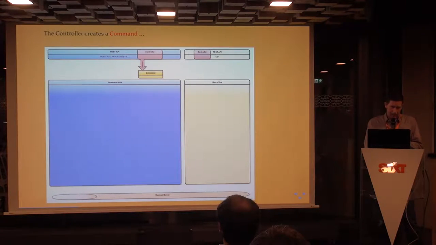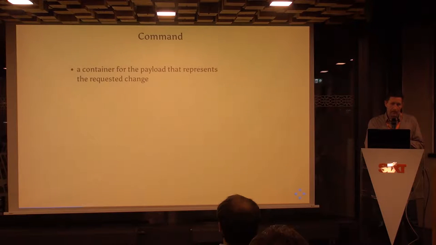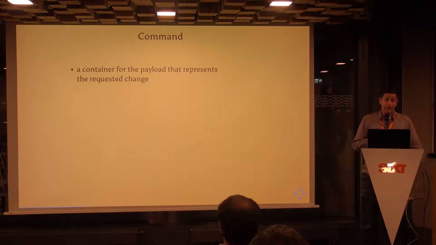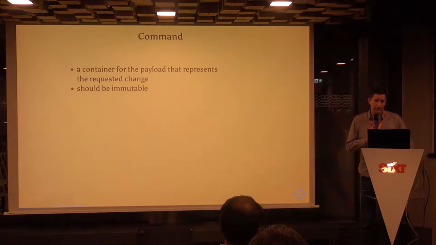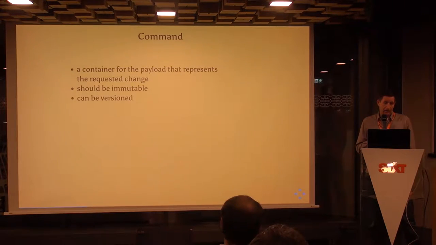So it starts with a controller creating a command. What's a command? It's a container for the payload that represents the requested change. It should be immutable, and should means basically it must be immutable. If you make it mutable, then that's a big fail. We don't want any part of the application to change it on the way your command travels. It can be versioned.